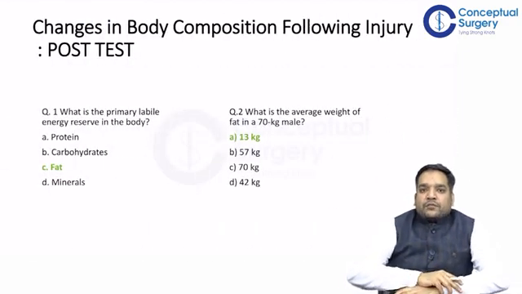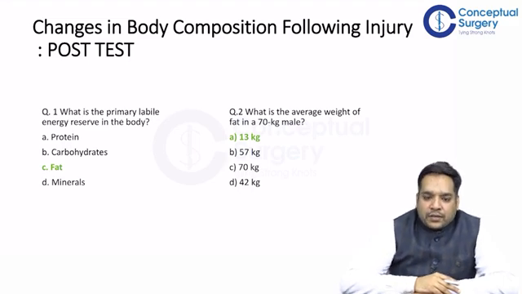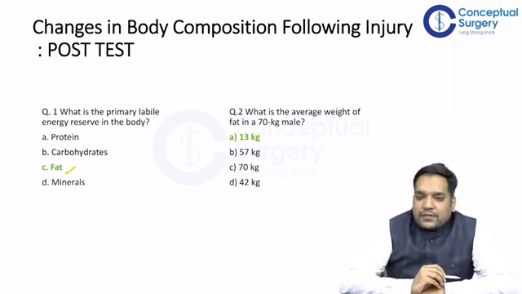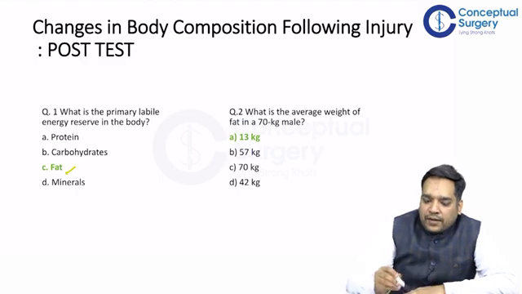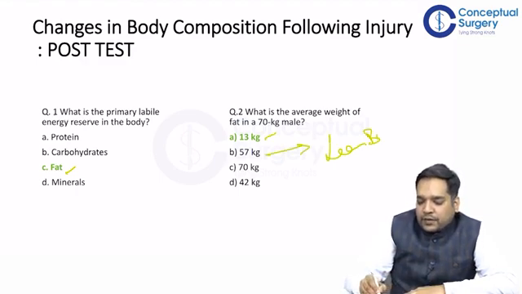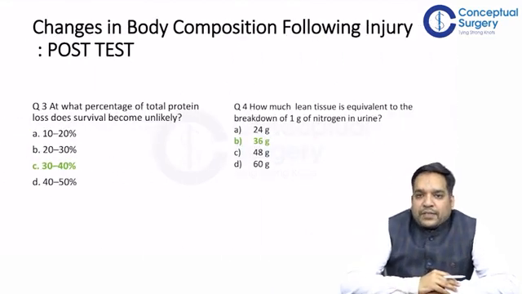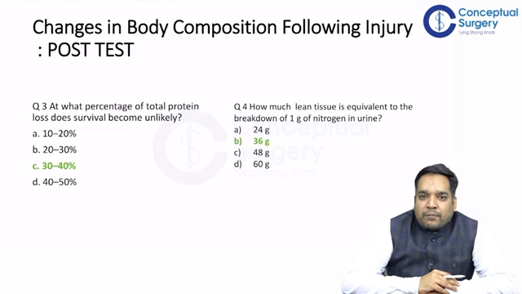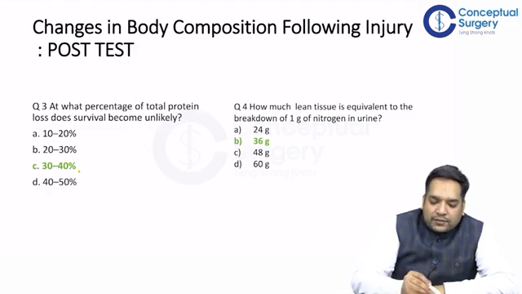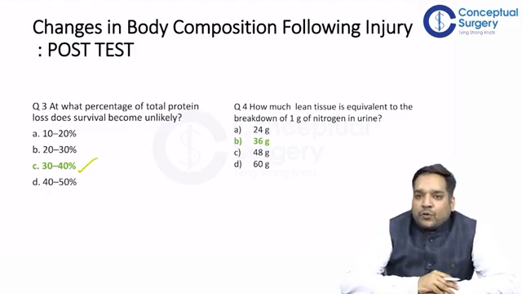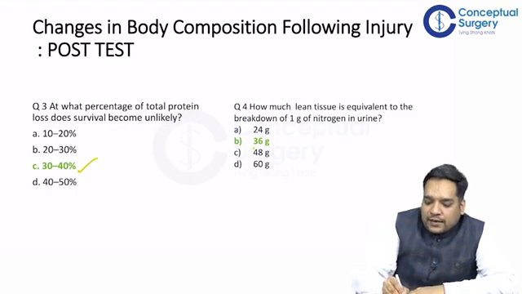So this is a post-test. What is the primary labile energy reserve in the body? The answer is fat. What is the average weight of the fat in a 70 kg male? Answer is 13 kg. 57 kg is the lean body mass, mass without fat. At what percentage of total protein loss does survival become unlikely? 30 to 40% is the answer. How much lean tissue is equivalent to the breakdown of 1 gram of nitrogen in urine? Answer is 36 grams of lean tissue.